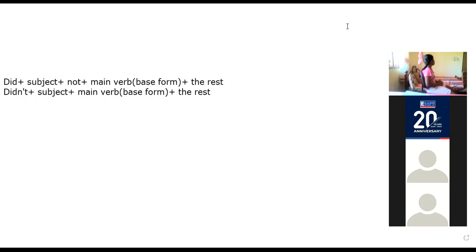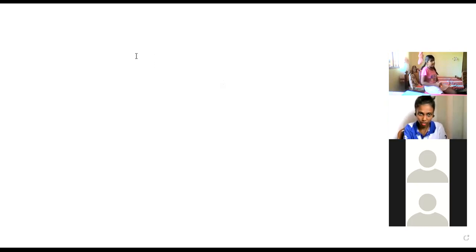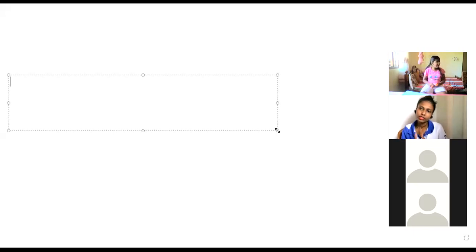Okay, now interrogative WH question. Now you should know by now what is the connection between the yes or no question and the WH question. What is it, Chenuti? There is a connection between the yes or no question and the WH question, right? What is it? Anyone?